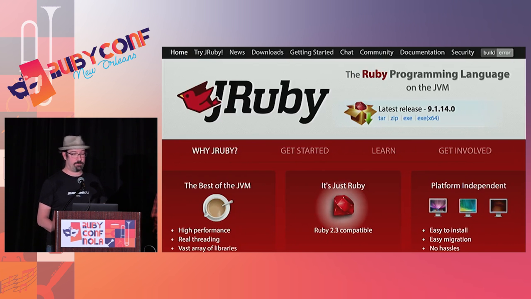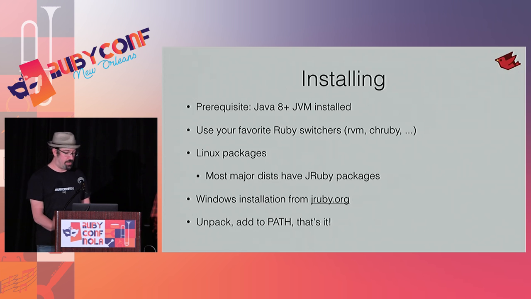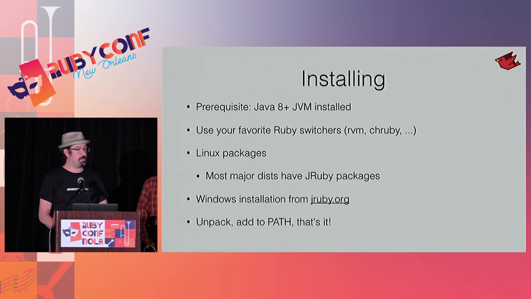So setting up JRuby, of course, you can go to jruby.org and download it. We have installers for Windows as well. Or you can just use any of the typical Ruby switchers. JRuby requires at least Java 7. JRuby 9.2 will require Java 8 or higher. So RVM install JRuby or CHRuby or whatever else you use to switch between Ruby implementations. Most of the Linuxes have packages, and they're fairly up to date lately. They've been doing a pretty good job of keeping up with our releases.